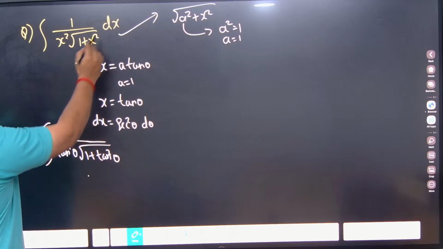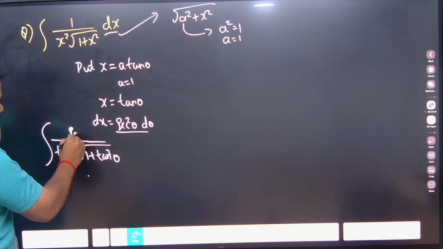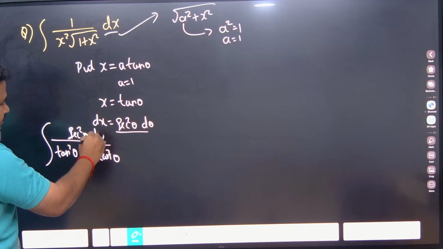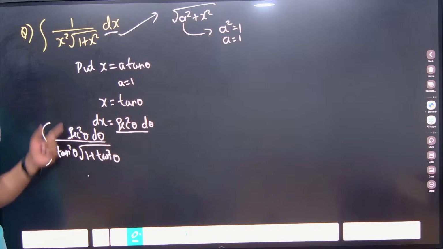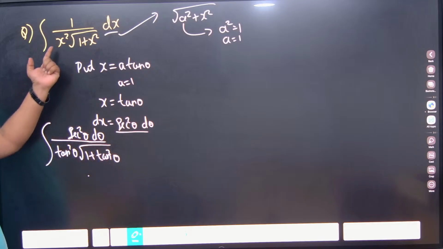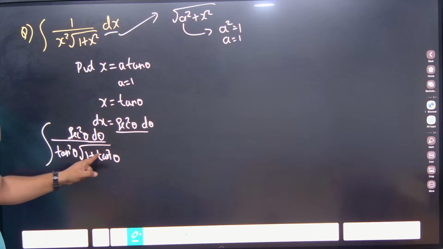Okay, here dx is there. Instead of dx, what I should write? Secant square theta d theta. Understood the substitution? dx is secant square theta d theta. x is tan theta, so x square will become tan square theta. Square root of 1 plus x square, square root of 1 plus tan square theta.